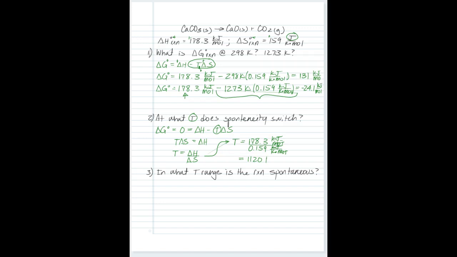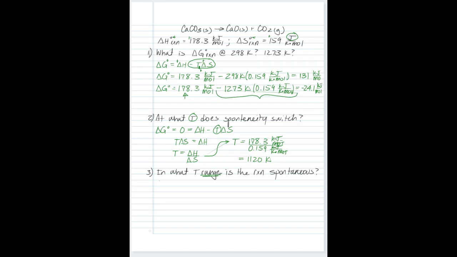Okay, so that's the temperature at which the reaction is at equilibrium. It's neither spontaneous nor non-spontaneous, assuming that the delta H and the delta S are relatively stable over that temperature range. Okay, how can I answer this other question? In what temperature range is the reaction spontaneous? So now I'm asking for a temperature range, not a single temperature. How do I set up that calculation? Well, let's think about it.